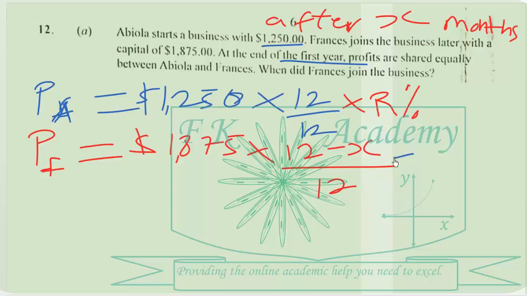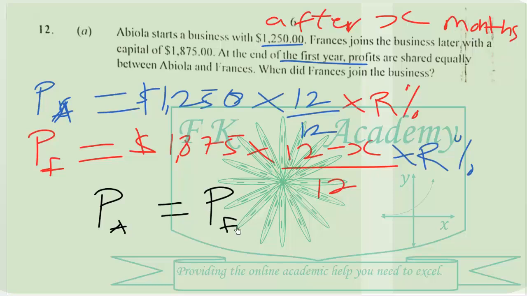Again, times the rate percent. So we're told that at the end of the first year, both of them share the profit equally. So Abiola's profit is now equal to the profit of franchise. So we can equate the two equations and solve.